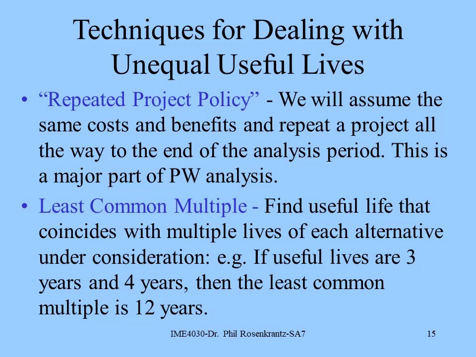The least common multiple technique is a way of aligning project useful lives with an analysis period. And that's where we repeat each alternative so that we end up with the same analysis period for all our alternatives. So for example, if we have one alternative with a 3-year useful life and a second alternative with a 4-year useful life, then the least common multiple is 12 years.